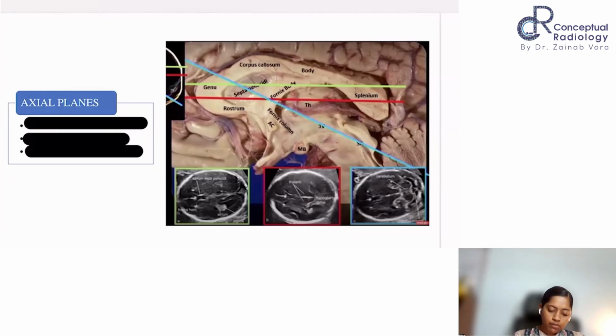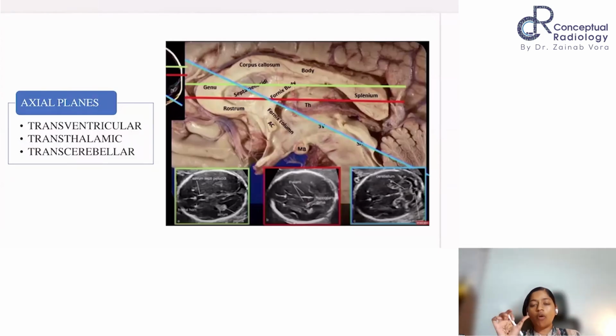That is simple. But what is the structure which is common in all the three planes, which I usually see to know that I'm in the right plane? One structure where all these three lines are passing.